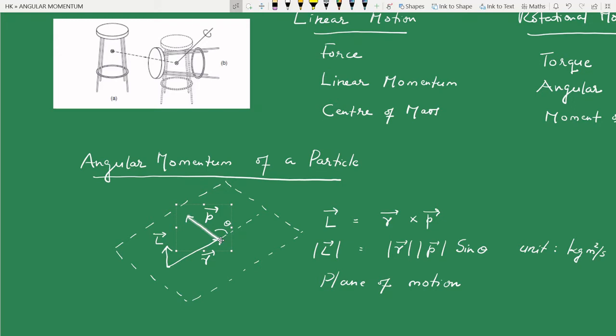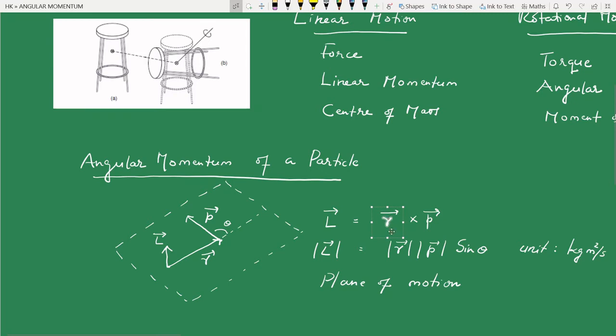We should keep in mind that this is in contrast to the situation for linear momentum, because linear momentum is independent of any coordinate system. When you talk about linear momentum, you don't worry about where the origin is, what the coordinate system is. It's independent of the coordinate system, whereas angular momentum depends on the coordinate system. It depends on the position vector of the particle from the origin of the coordinate system. So that is the first important thing.